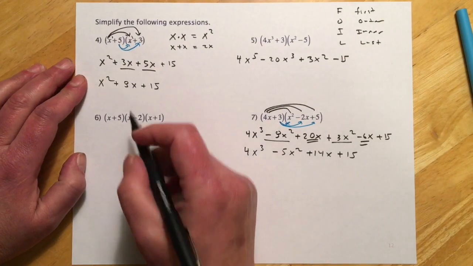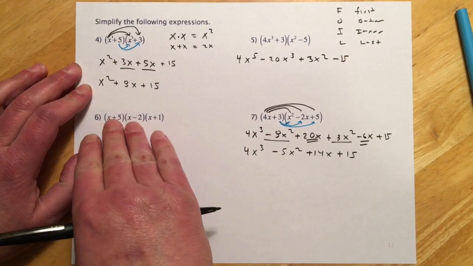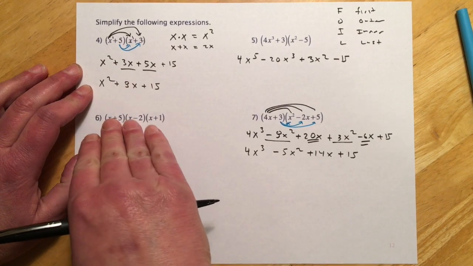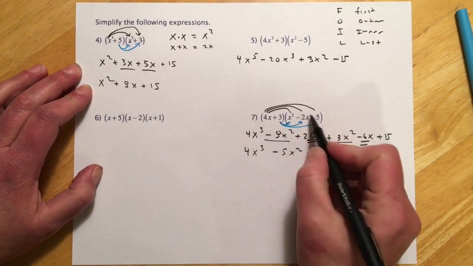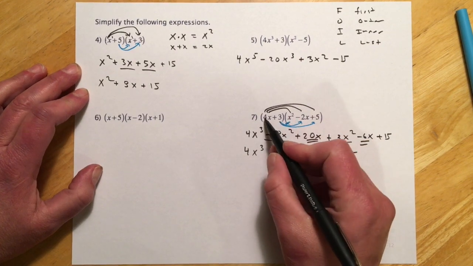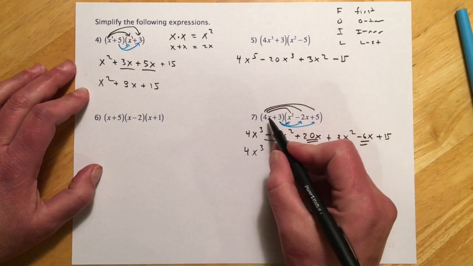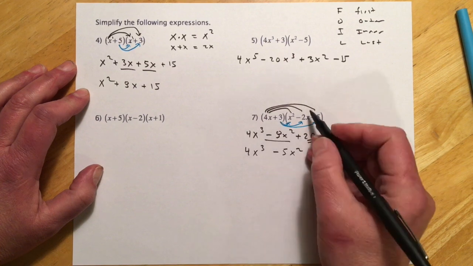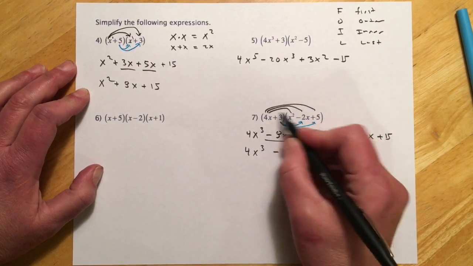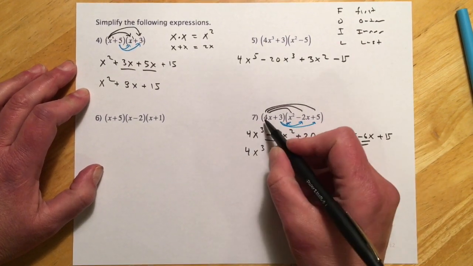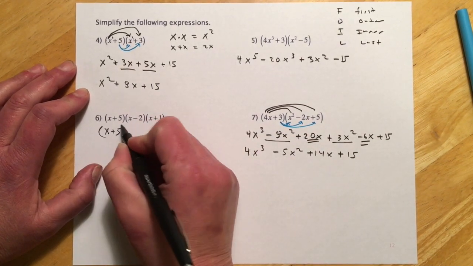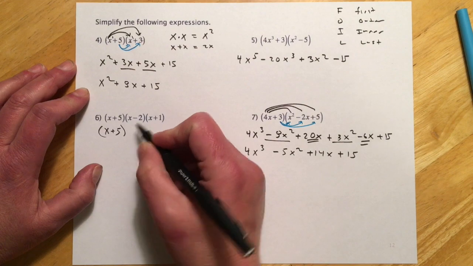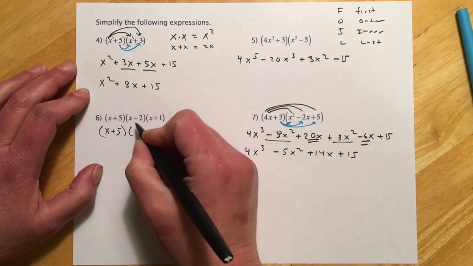Okay, so this one, I can multiply any two sets together that I want. So I could do these two, I could do those two, I could do these two. For me, this order right here is kind of my preference. For whatever reason, I like to multiply 2 things by 3 things. I think when I see it the other way, it just feels like too much bouncing back and forth. So what I'm going to do is bring down this x plus 5, and I'm going to choose to multiply these two first, but again, that's just my preference.